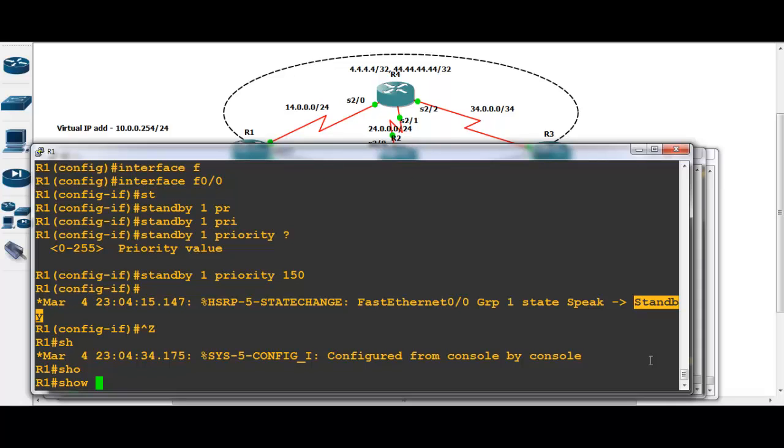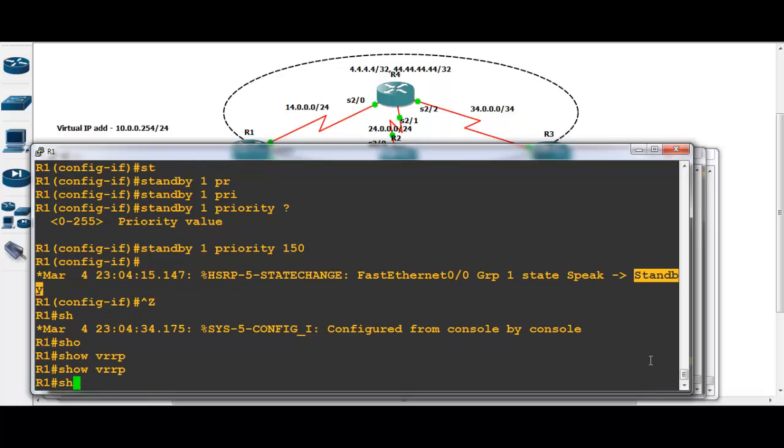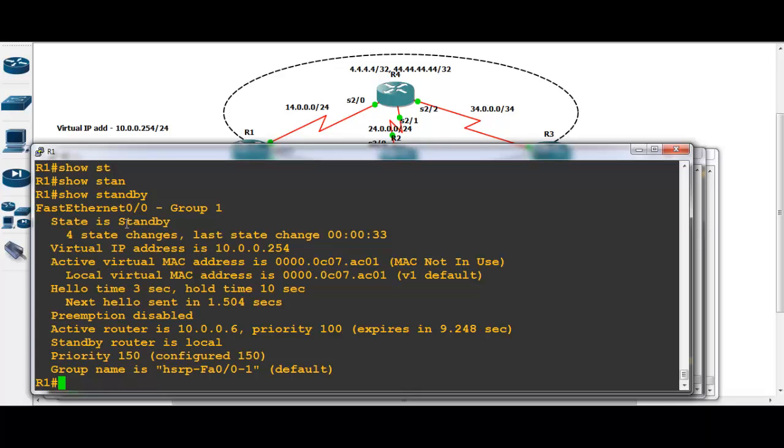Show VRRP, show standby. You see here this has become standby because of the higher priority, but it is not becoming active. The reason is preemption is disabled. The active router is still router 3, but whose priority is only 100. Router 3's priority is only 100. 10.0.0.6 is router 3.